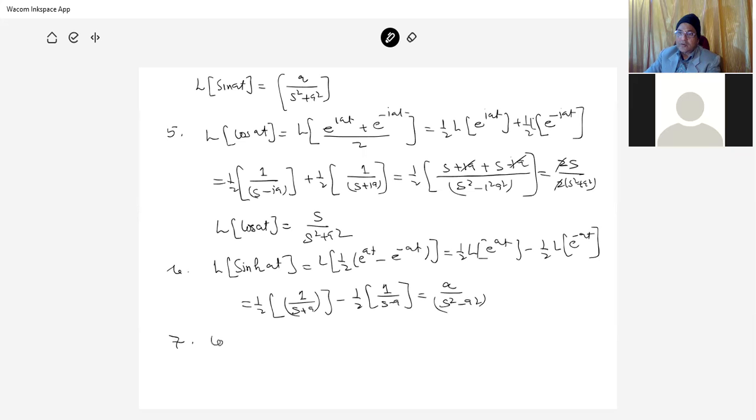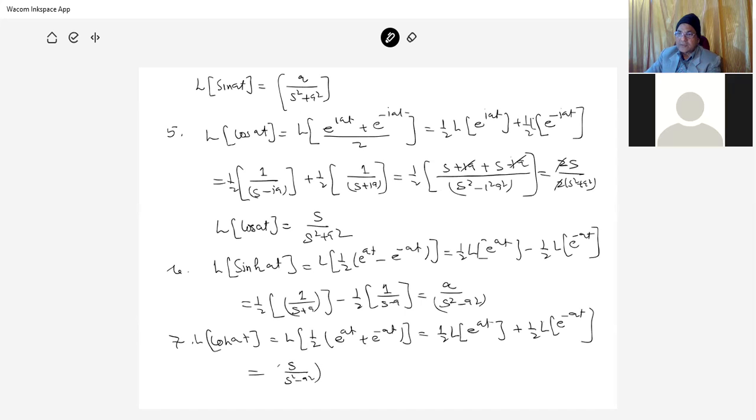Seventh is similarly cos hyperbolic. L of cos hyperbolic at is L of 1 by 2 (e raised to the power at plus e raised to the power minus at). So this is 1 by 2 L of e raised to the power at plus 1 by 2 L of e raised to the power minus at. By solving, we have s upon s square minus a square. These are the functions.